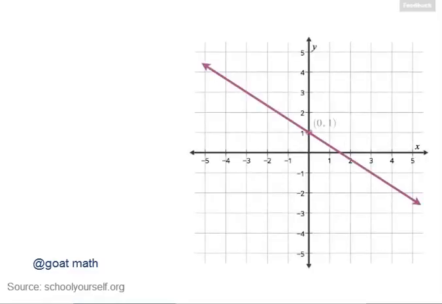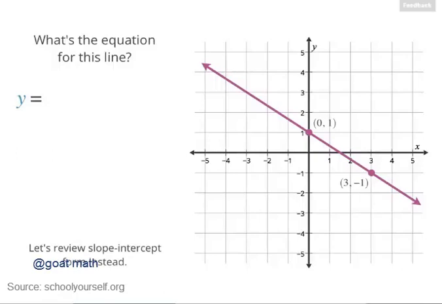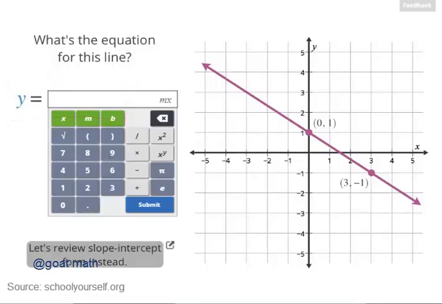Take a look at this line here, which passes through the points 0, 1 and 3, -1. You can write the equation for this line as y equals what?